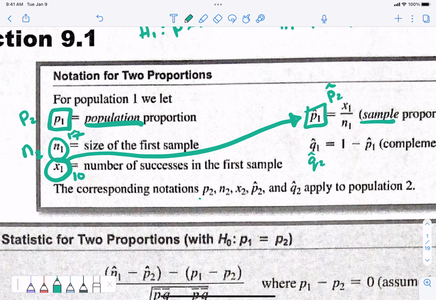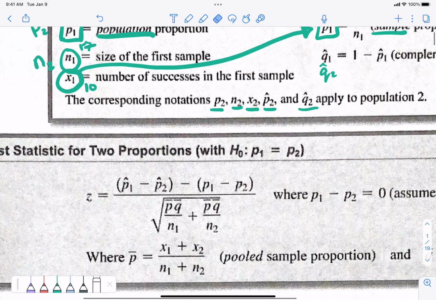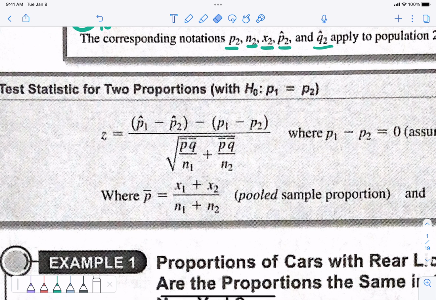The corresponding notations P2, N2, X2, P hat 2, and Q hat 2 also apply, but that's for population 2. So all of the same variables, it's just labeled as P1 instead of just P, because now we have 2 of them, right? So we'll have a P1 and a P2, okay? Confusion? Okay, I'm going to make this formula simpler for our test statistic.